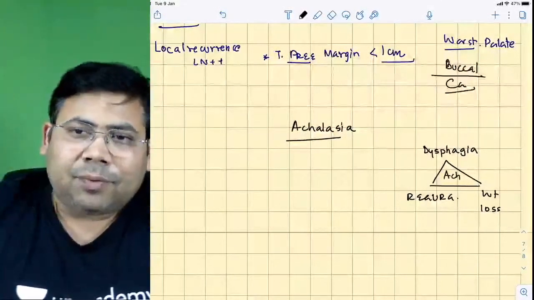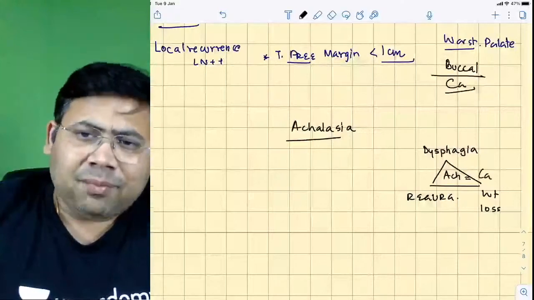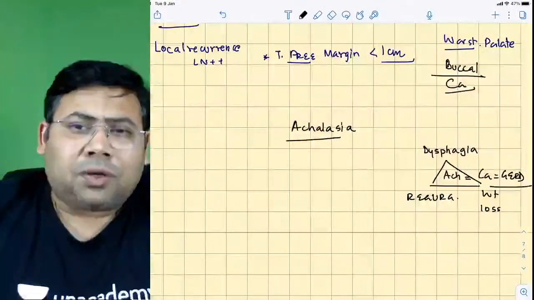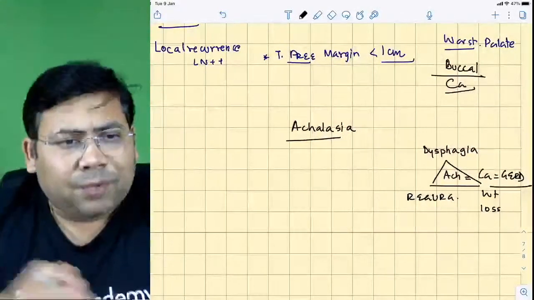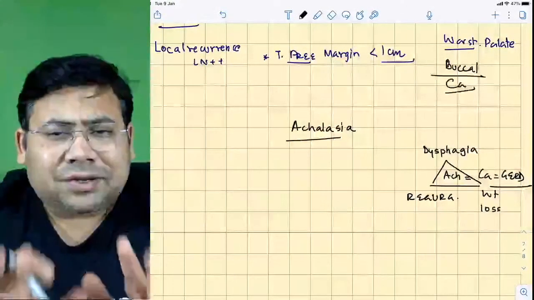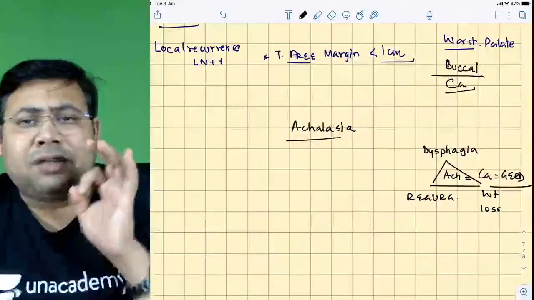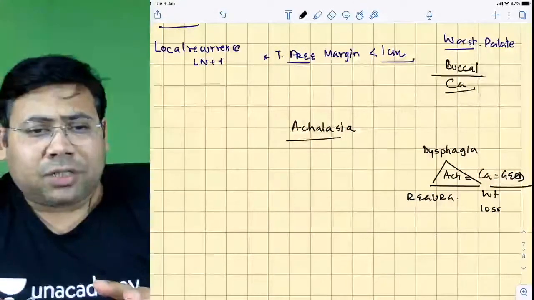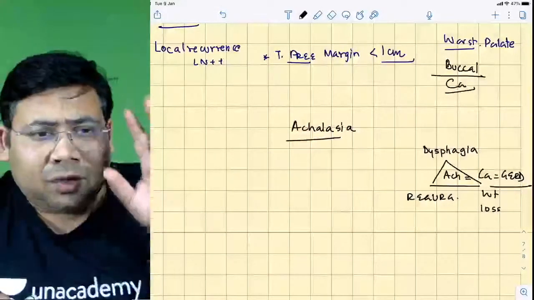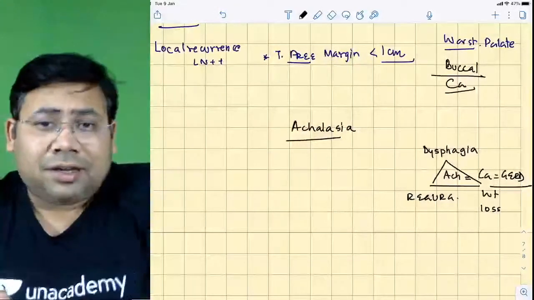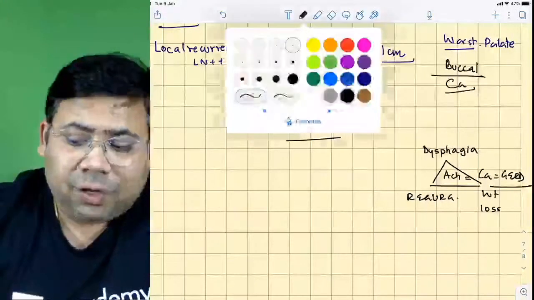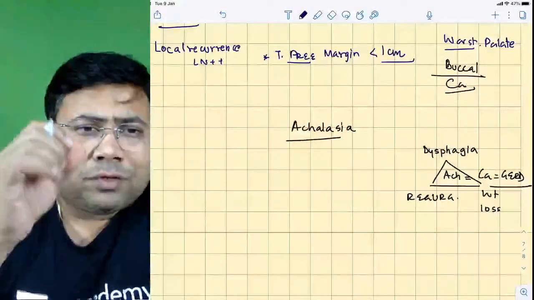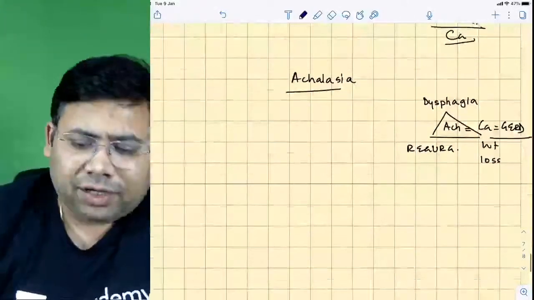This will be the classical profile even for achalasia, but achalasia may be like that, CA may be like that, GERD may be like that. Every condition has that kind of profile. So please try to understand, achalasia is no more a clinical feature based diagnosis. The only way of diagnosing achalasia is manometry. It's a manometric diagnosis.